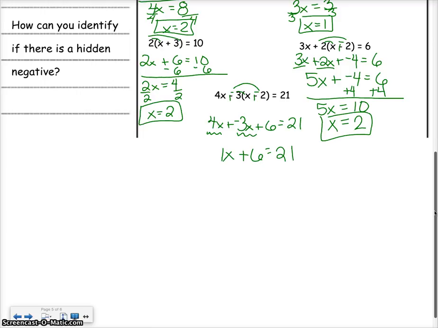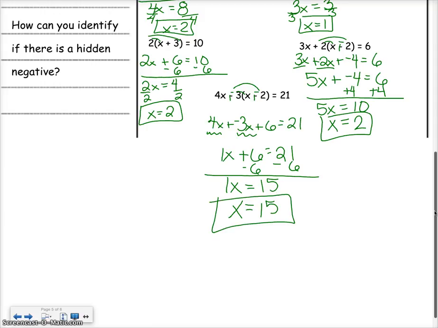Now I'm going to move what's not sticking to my x, that's the 6. So I'm going to subtract 6 to both sides, and you get 1x equals 15. Remembering that the 1 likes to hide, so final answer, x is 15.